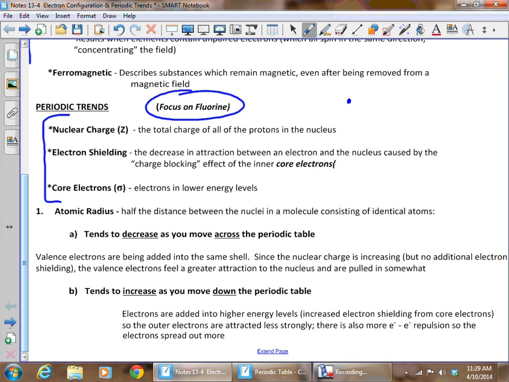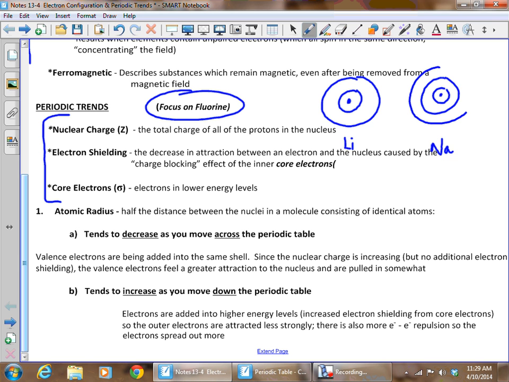Let's look at lithium compared to sodium. So here's going to be lithium. This is going to be sodium. Lithium, if you look at the periodic table, has 2 energy levels of electrons. Sodium has 3. Lithium has 2 in its first energy level, only 1 in the second energy level. Sodium has 2 in the first energy level, 8 in the second energy level, and 1 in that third energy level.